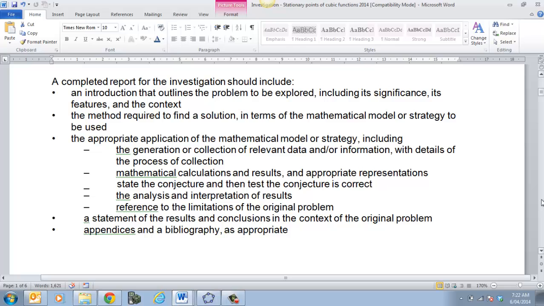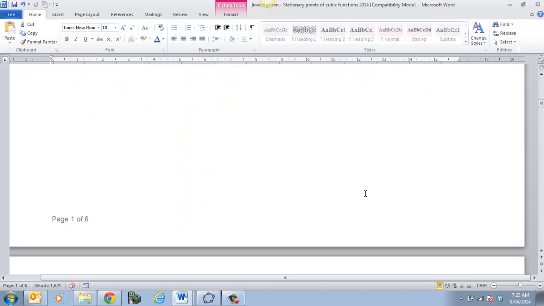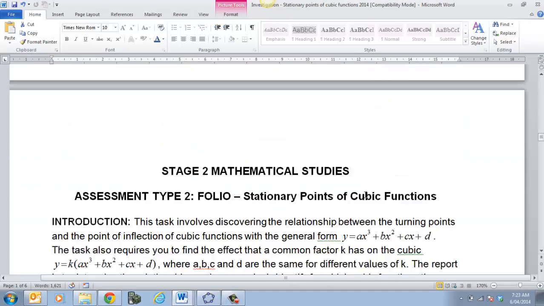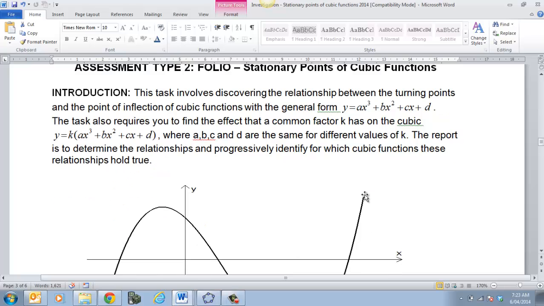Alright, so then also you need to analyse and interpret your results, and then you need to be talking about your limitations, right, to the original problem. And then it has to have a conclusion that relates back to the original problem, and then I'd be putting things in a bibliography or appendicing any extra working out that you're doing. Now, an important thing is the investigation must flow. It must be like, I can read this and understand what you're doing, and it must make sense. So there's obviously your performance standards. So here's the task that you're looking at here.